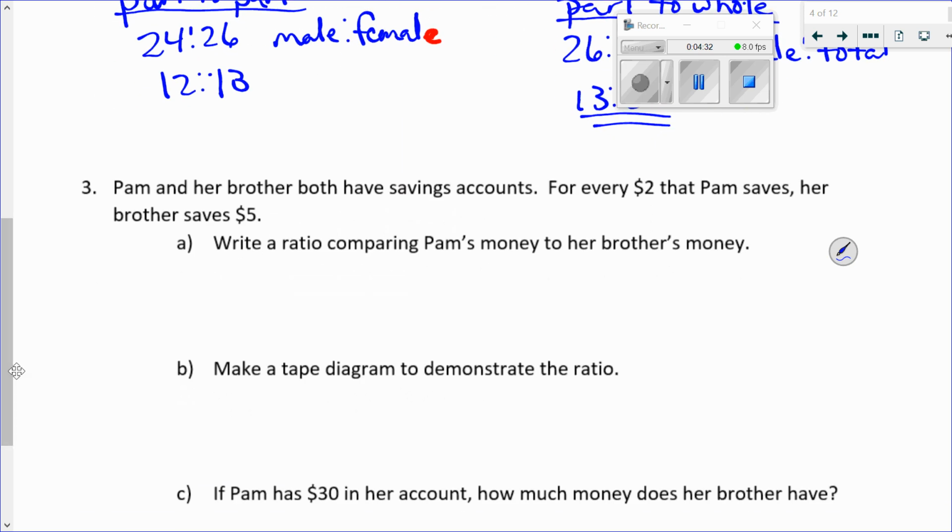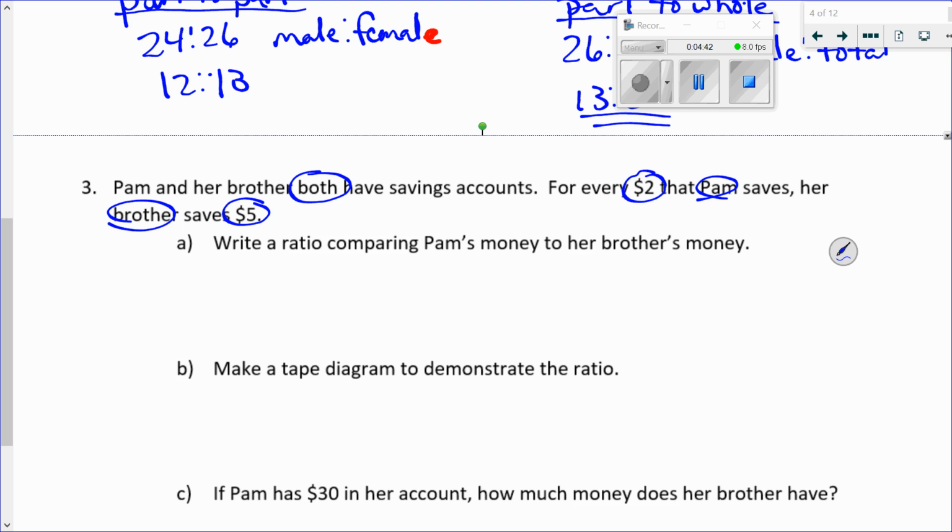Now, the last part is the rest of our points on this. Pam and her brother both have savings accounts. For every $2 that Pam saves, her brother saves $5. Write a ratio. There's our task, comparing Pam's money to her brother's money. So this one is really simple, just writing a ratio. $2 to $5. Did it say I had to label this one? No, so if you just wrote the numbers 2 and 5, we would accept that. Would we accept 5 to 2? No, because it has to be in the correct order. Make sense?